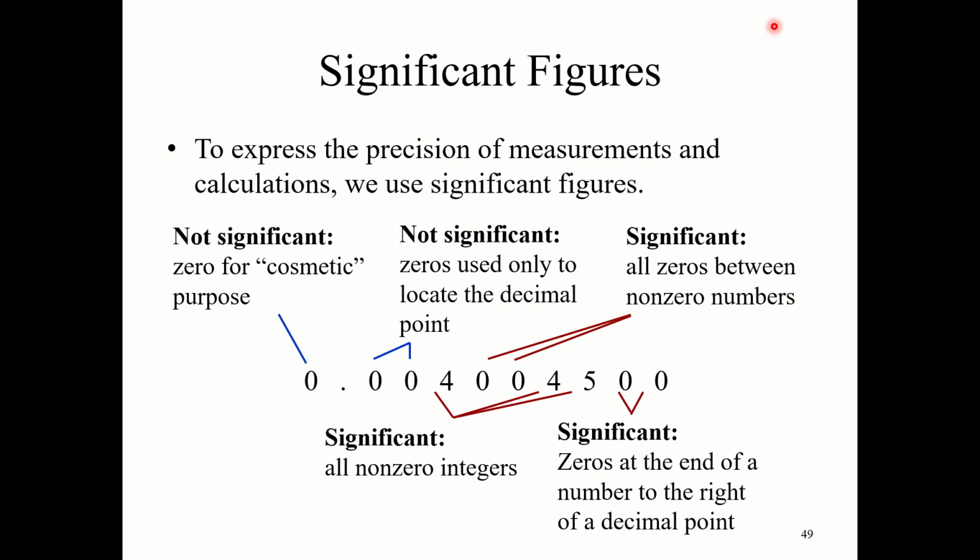To express the precision of measurements and calculations, we use significant figures. Significant figures are very important when we are working with inexact numbers, when we are working with measurements, because, as I illustrated in the example earlier, how precise that measurement is depends upon the precision of the tool, of the instrument that you are using. The more precise the instrument is, the more precise your measurement is, and thus the more significant figures it has.